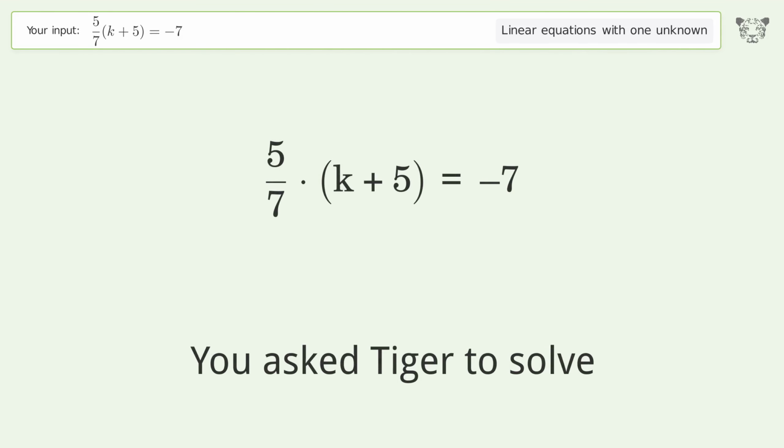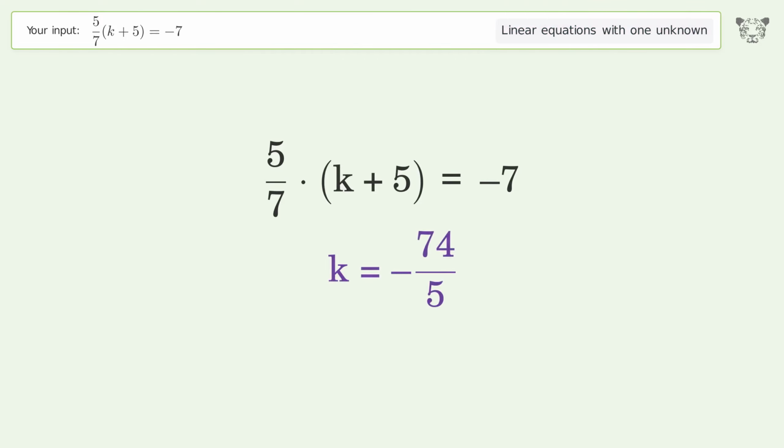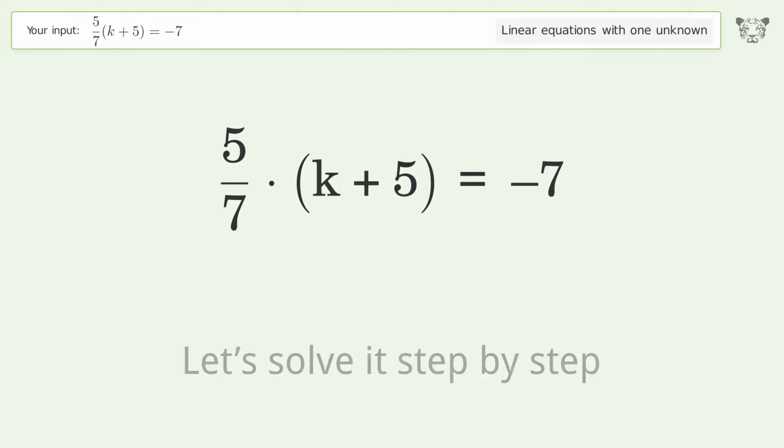You ask Tiger to solve this. It deals with linear equations with one unknown. The final result is k equals -74/5. Let's solve it step by step.